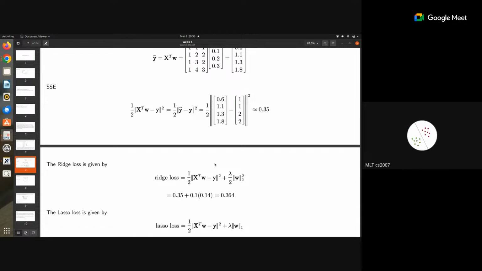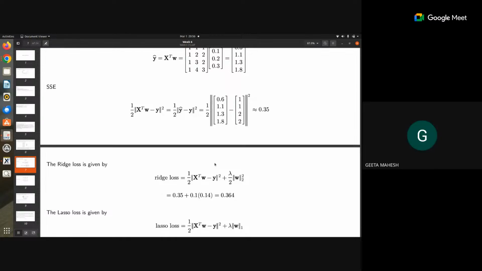For the answer's sake you have to add it, but I'm saying in general why it is added. In theory, if you don't divide it by 2, that is fine. But if you are solving this answer, you just add 1 by 2. Generally you can divide it by 2, but mathematically it doesn't matter much. Okay, so the ridge loss is fine.